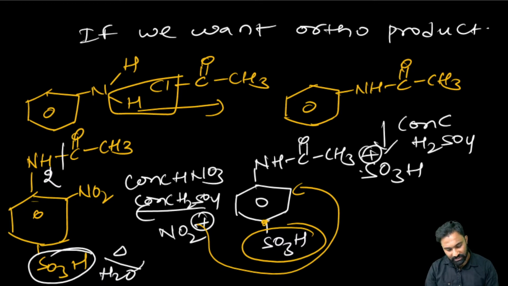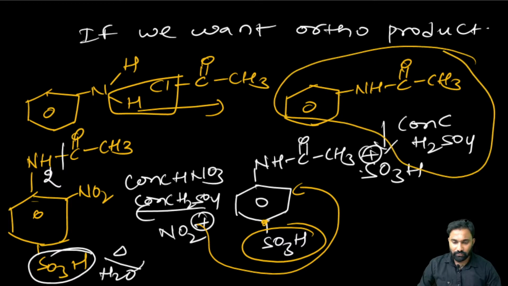So this is the one key step you have to remember. To get only the ortho nitroaniline, first we have to do the sulfonation reaction, followed by the nitration reaction. Okay? I hope it is clear for you. First you have to do which reaction? First the sulfonation, then followed by the nitration.